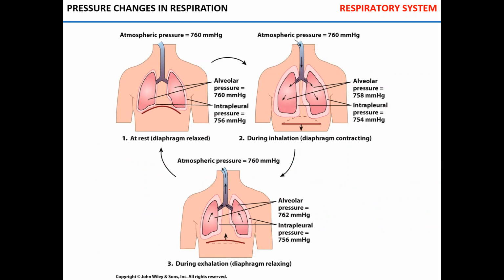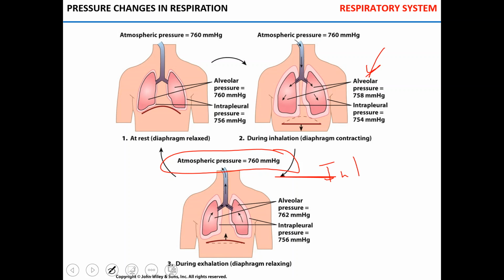So what are the pressures that drive the air in and out of the lungs? Atmospheric pressure doesn't really change. We can assume that it's always 760 millimeters of mercury. Now, alveolar pressure is the pressure in the alveoli, basically pressure inside the lungs. It is also called intrapulmonary. Alveolar pressure is the same as intrapulmonary.